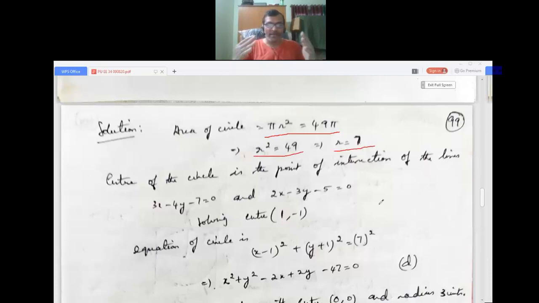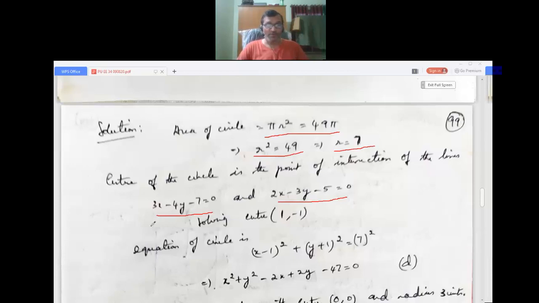Now, the diameters intersect at a point. The point of intersection of the diameters is the center of the circle. So the center of the circle is the point of intersection of the diameters 3x minus 4y minus 7 equals 0 and 2x minus 3y minus 5 equals 0.